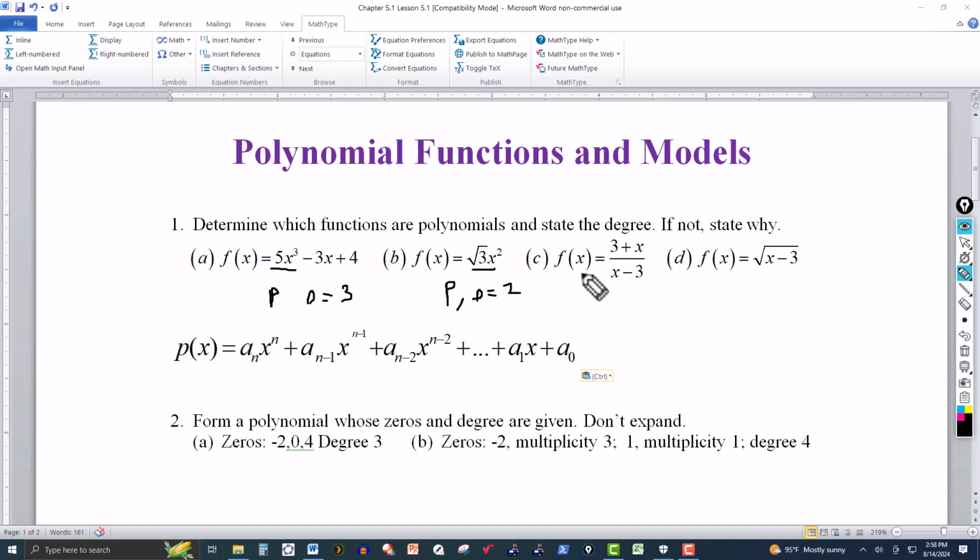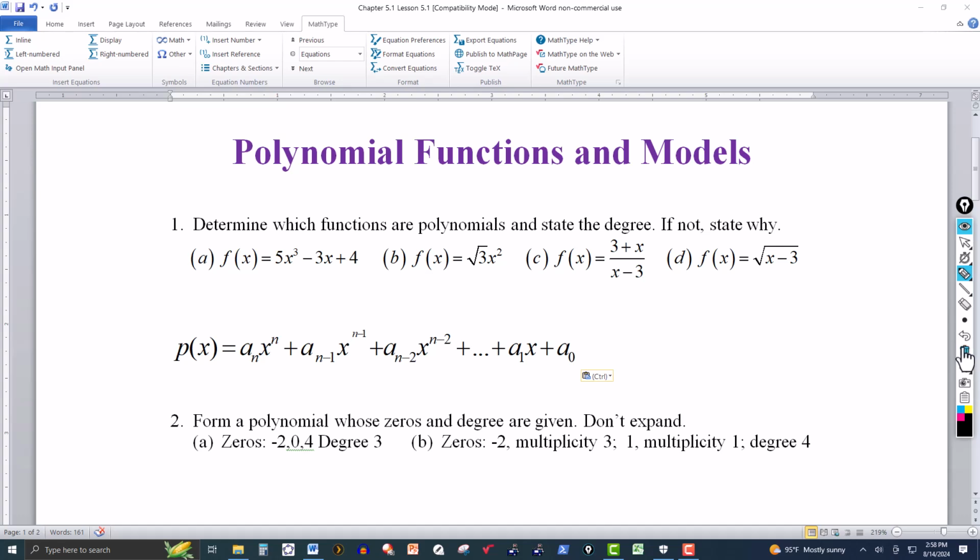Now for C, we have f of x equal to 3 plus x over x minus 3. Well, again, here we have a variable in the denominator, so I can't write this in this particular form here. So this one is not a polynomial. So we don't have a degree for this one. For D, we have f of x equal to the square root of x minus 3. This one we have the x value, x minus 3 in this case, under a radical. Can't get it in this form. So this one is not a polynomial.